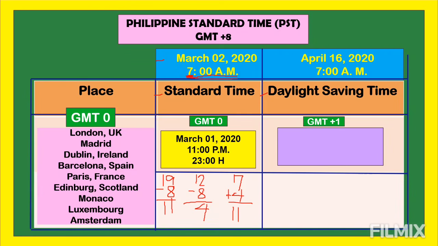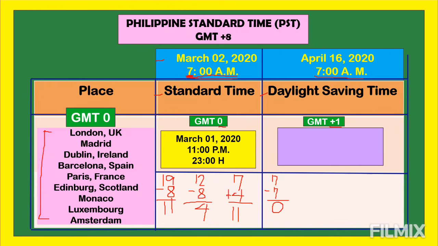During daylight saving time, they add 1 hour to their standard time, so they are now in GMT plus 1. It means that the time difference between the Philippines during daylight saving times and these places is just 7 hours. So we just subtract 7 from our time, 7 a.m. minus 7 time difference, that is 7 minus 7, the answer is equal to 0.